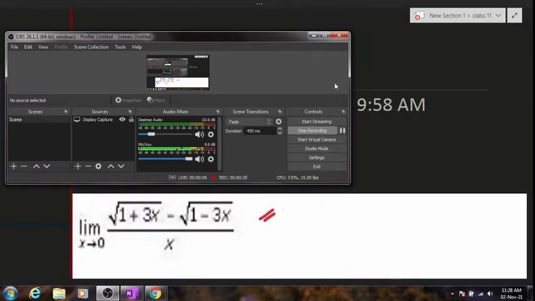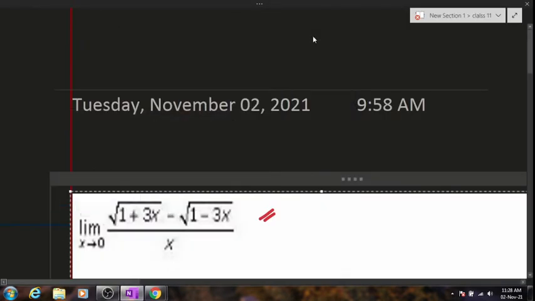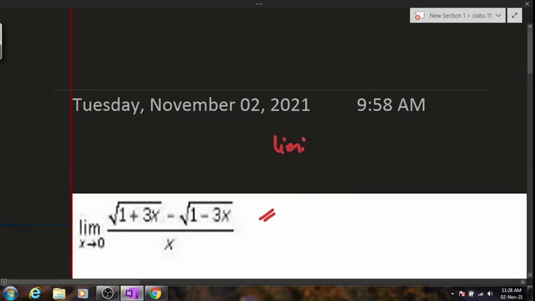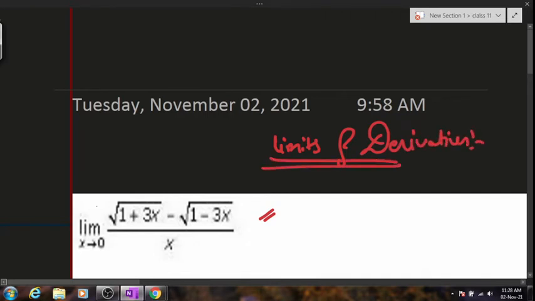So we'll start off with today's class. We'll be starting today with limits and derivatives, a few questions from limits as well as a few questions from derivatives. I hope the screen is visible to everyone. There's the first question on your screen. I would expect you all to copy the question and tell me what you think the answer is.